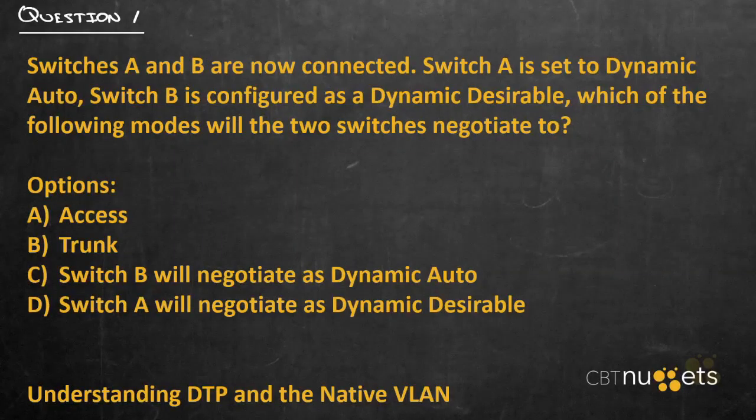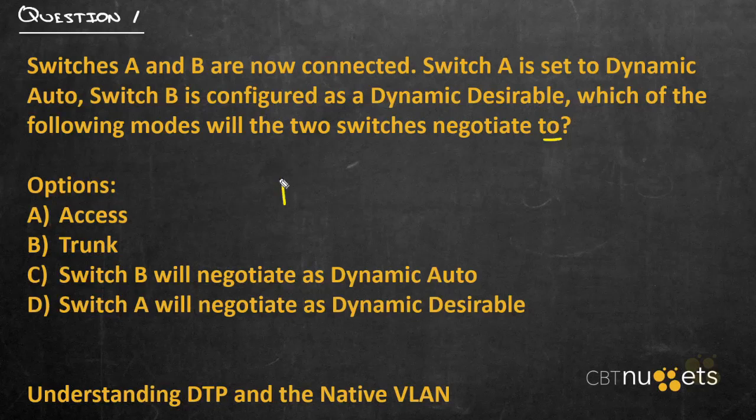Question number 1. Switches A and B are now connected. Switch A is set to dynamic auto. Switch B is dynamic desirable. Which of the following modes will the two switches negotiate to? Preposition should never end in a preposition.